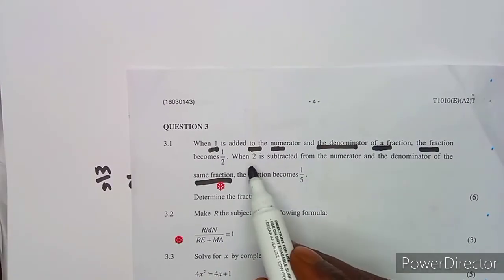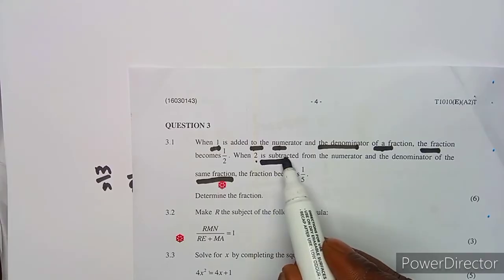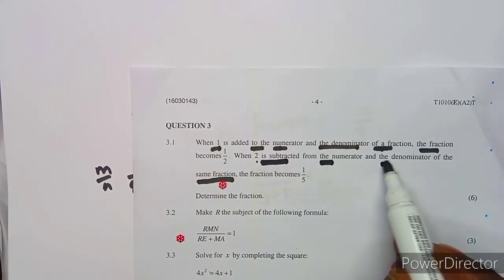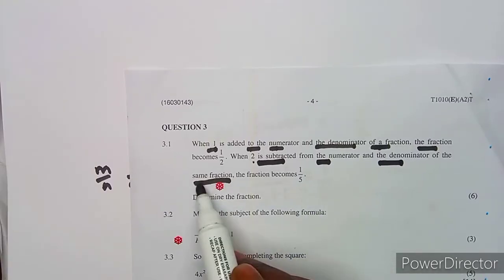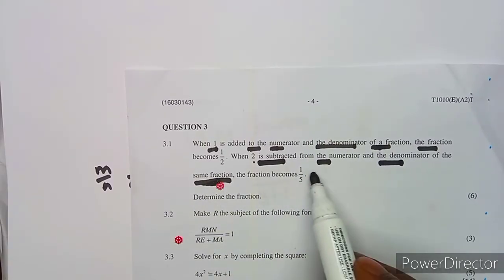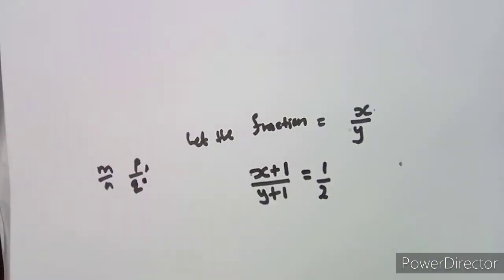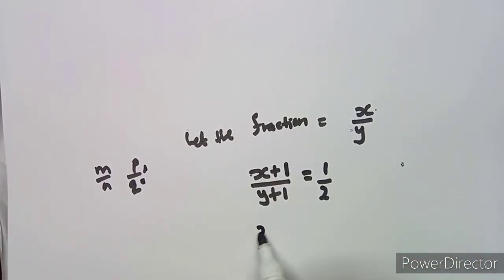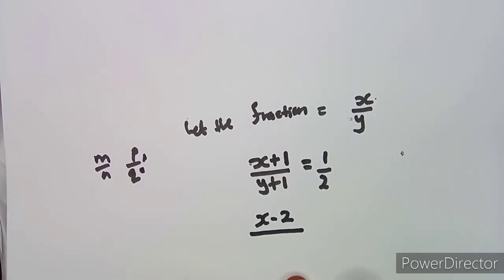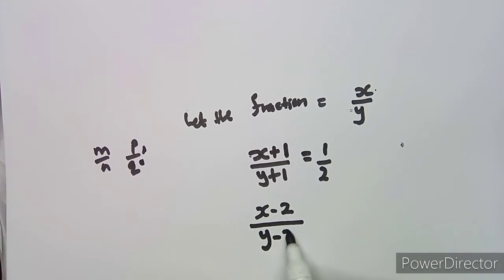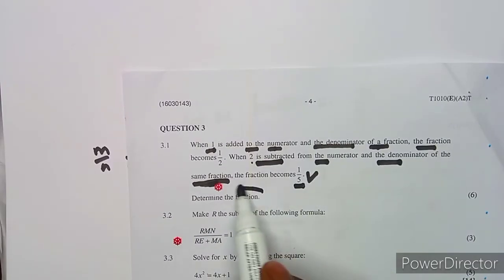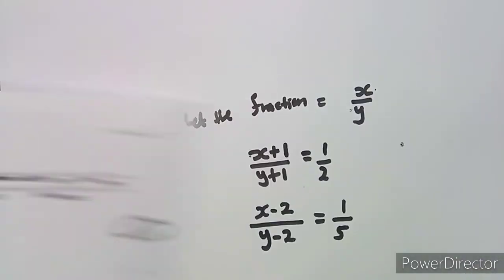Then when 2 is subtracted from the numerator and the denominator of the same fraction, the fraction is going to be 1 over 5. So now we subtract 2, that's x minus 2 over, on the denominator we do the same, we subtract 2. We are told the fraction becomes 1 over 5. So determine the fraction, and you've got 6 marks for that.